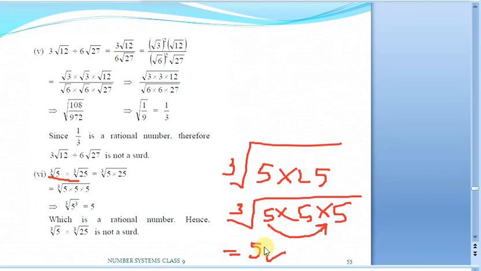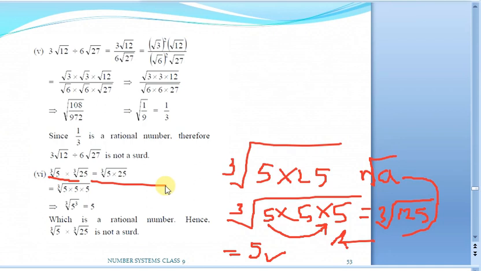5. Now see, is this 5 irrational? This is nothing but the cube root of 125. It is in the form of nth root of a, but the result is not an irrational number in this case. That is why this entire result is not going to be a surd. So this is not a surd. That is how we have to simplify and see whether the three conditions you have seen are satisfied or not.